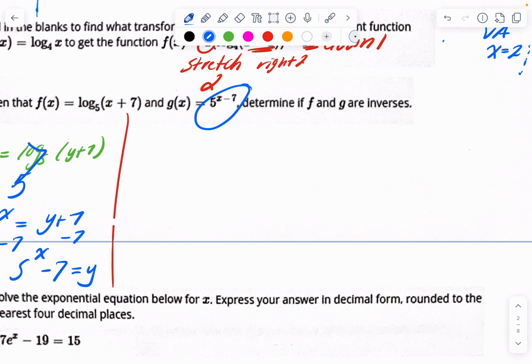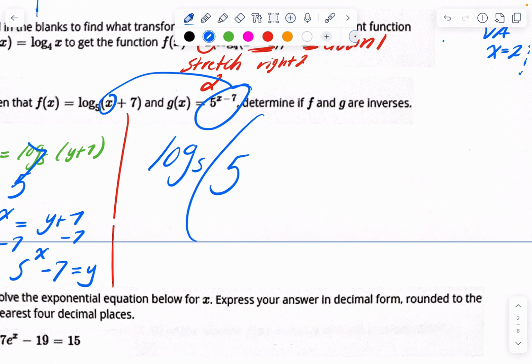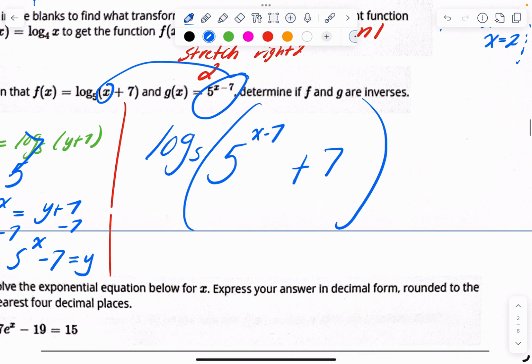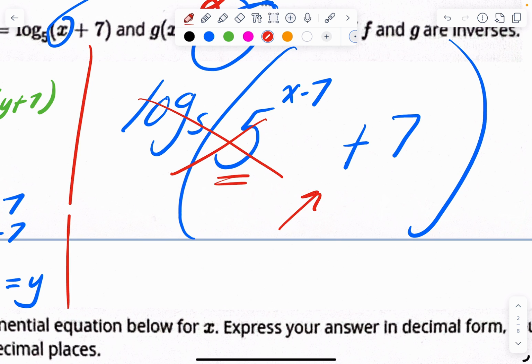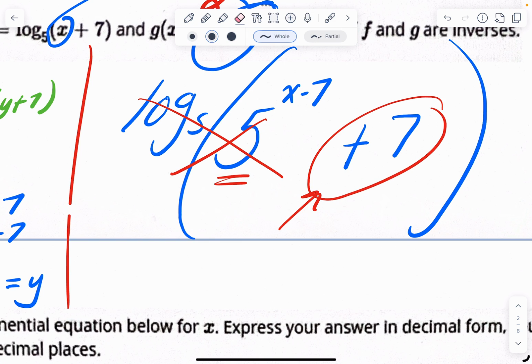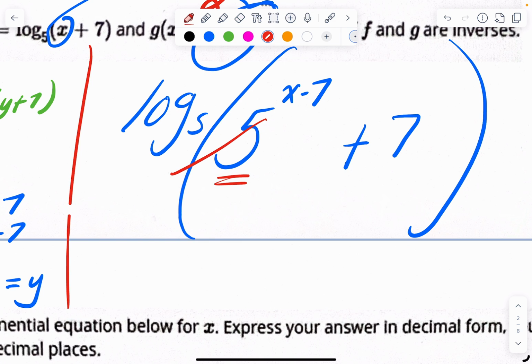So let's see if I plug this in right here. So this would be log base 5, and that would be 5 to the x minus 7 and then plus 7. Now, here's why this one is not working. So the algebra is not working here. We can only cancel out log base 5 and base 5 if there's nothing added, multiplied, subtracted, or divided to that base 5. This is kind of like blocking the cancellation. So it actually doesn't end up canceling out. And if it doesn't cancel out, can you add an exponent to something that's not in an exponent? No. So this is not canceling out to be x.